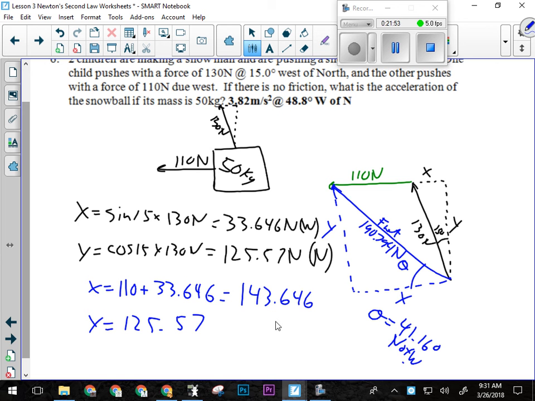Now I've got the net force and its direction, but the question wants the acceleration, so the acceleration will just be the net force divided by the mass, which was 50 kilograms. When we do that, we should get 3.82 meters per second squared at 41.16 north of west, but that would be the complementary angle, so 41.16 or 48.8 degrees, depending on which direction you went. Making sense? All right.